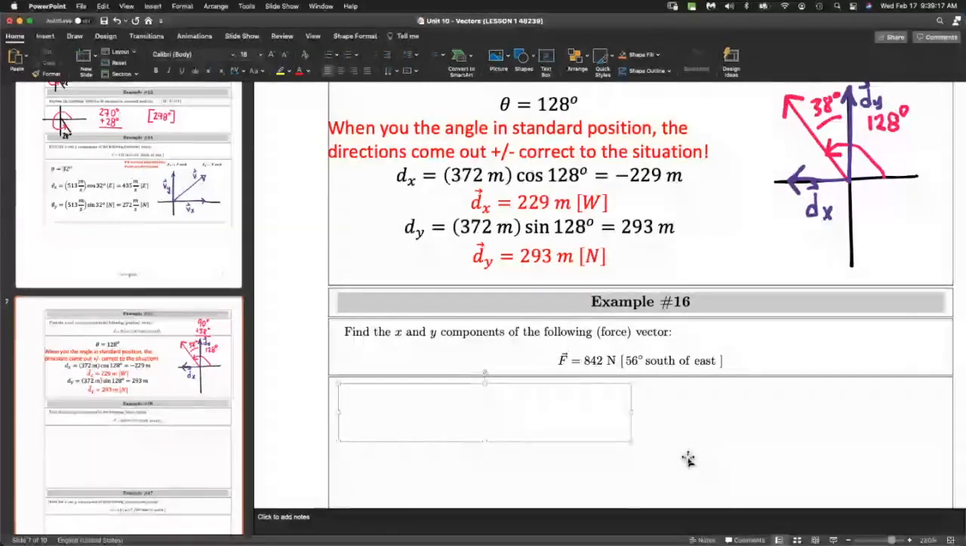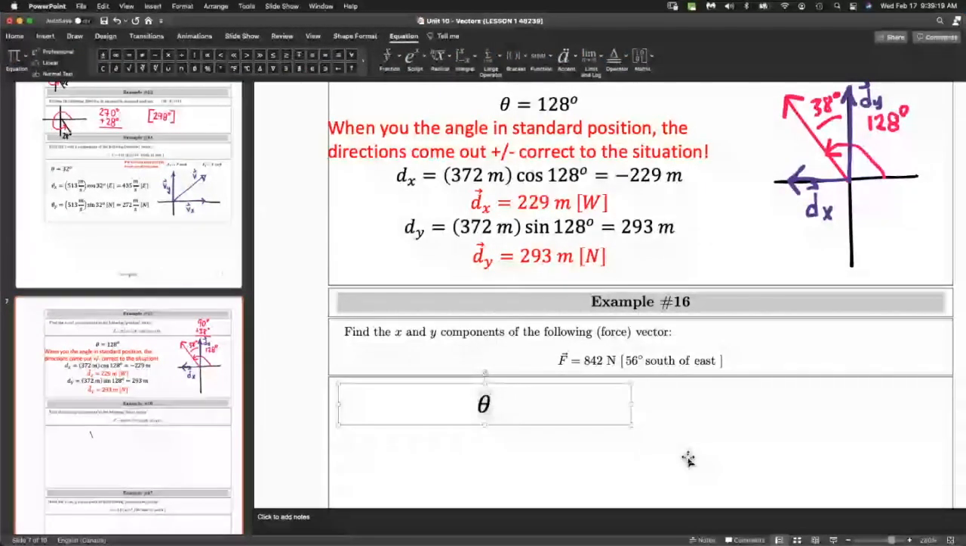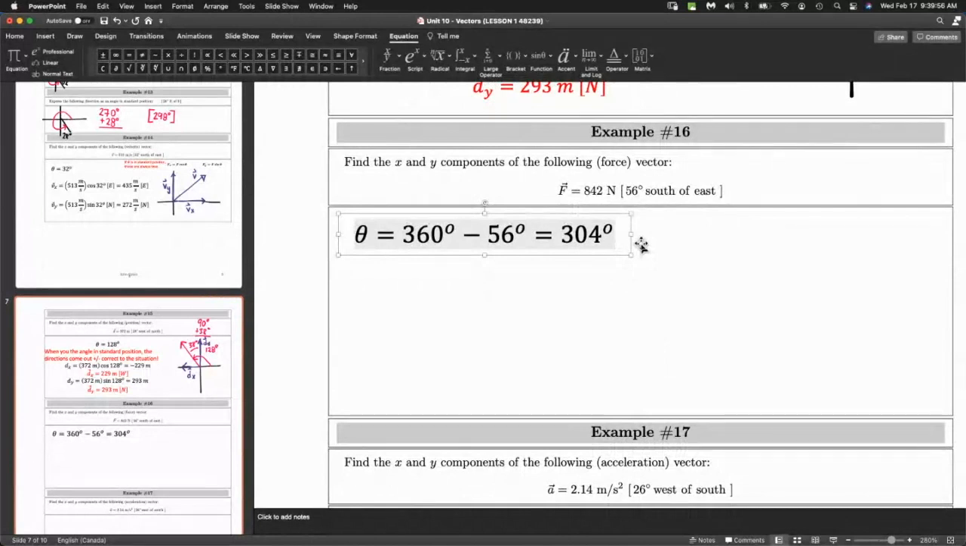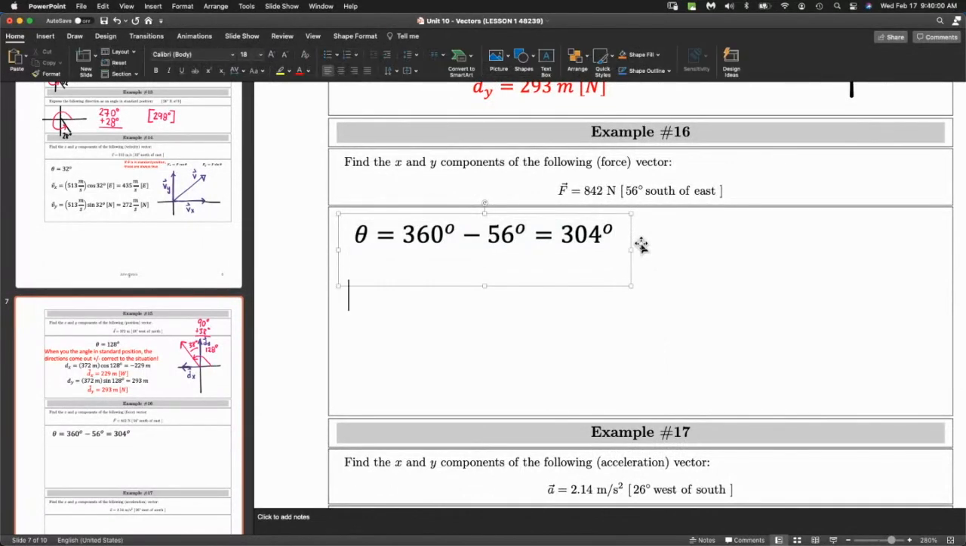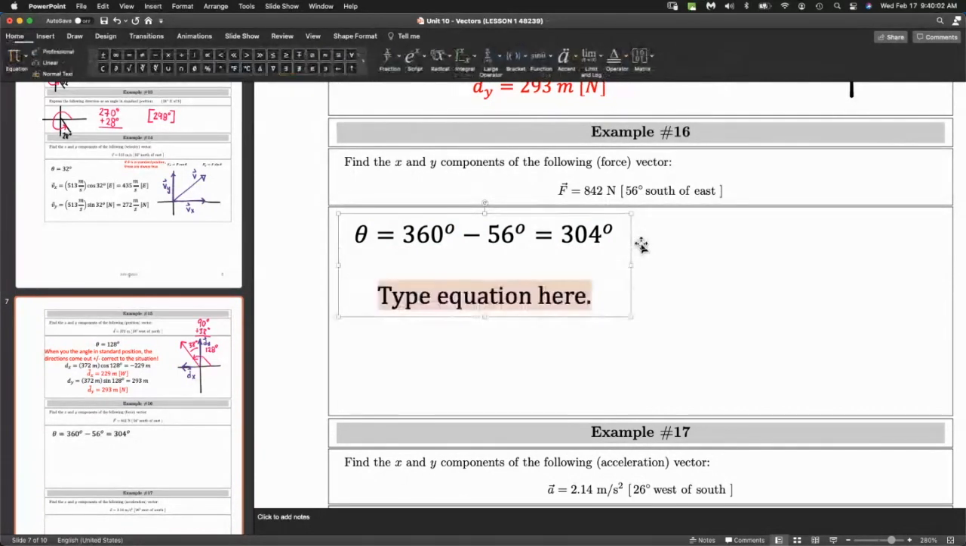Very enthusiastic about this. Can someone give me the angle between 0 and 360, please, for 56 south of east? Does anybody have the angle for question 16 in standard position? 304. Very good, Sean. Notice that I'm not going to draw a picture for this question until I finish the question, because you don't actually need to have the picture. That's what's amazing about this method.